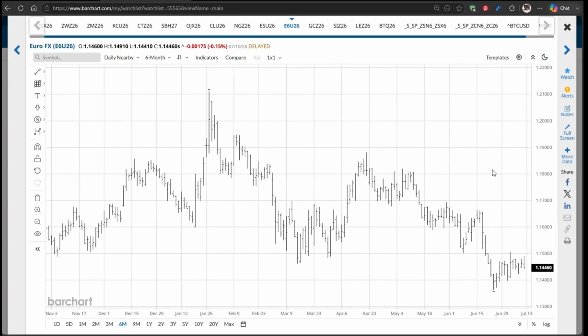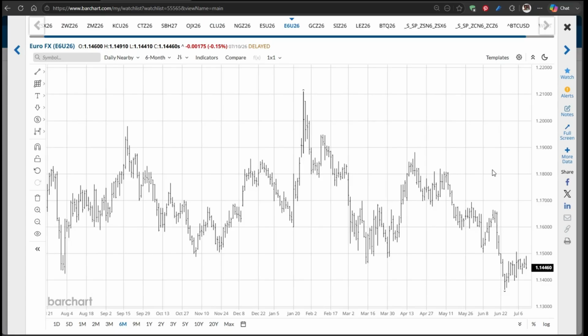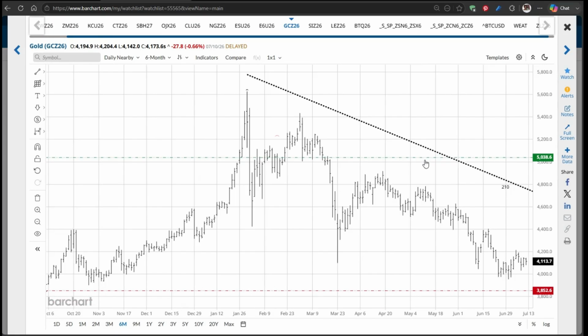Here is the euro, just kind of a piece. I guess I don't have these updated to the XRP. I don't have euro on my new one. Here's the gold.